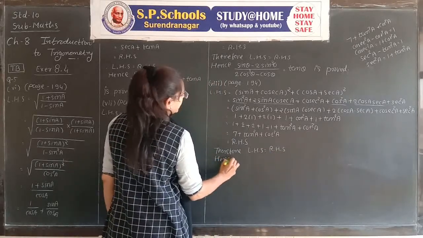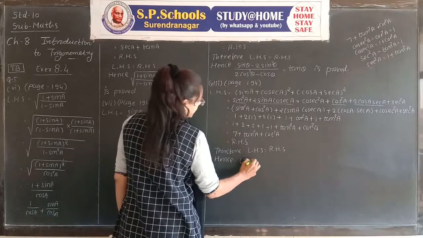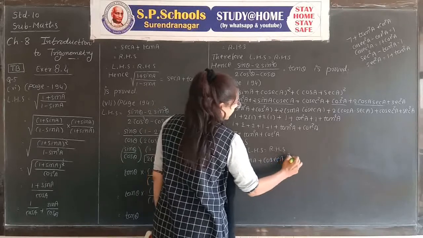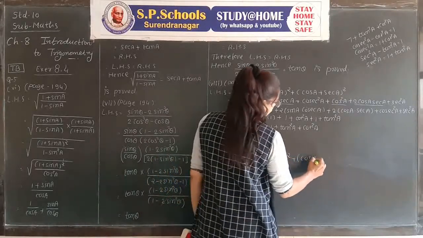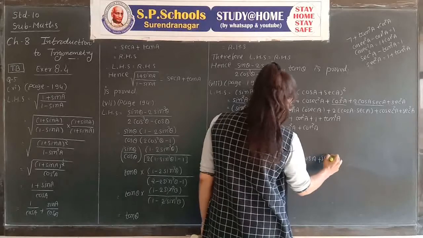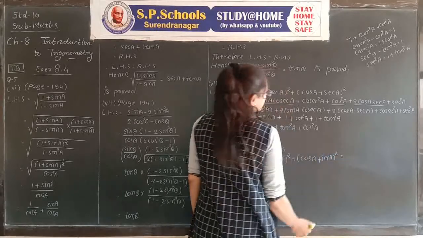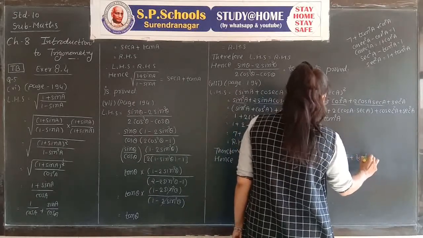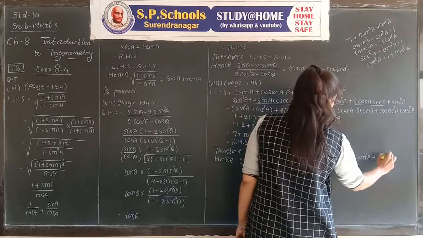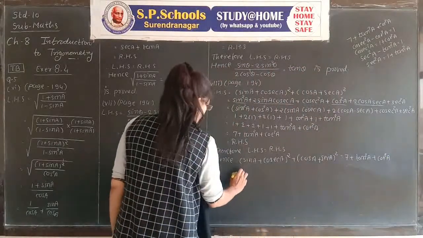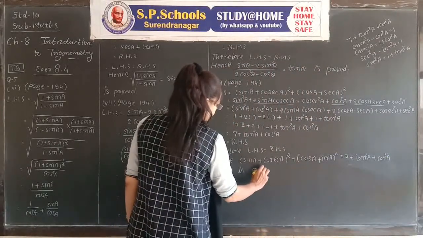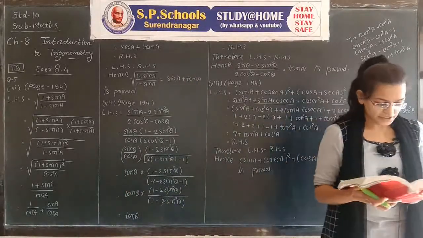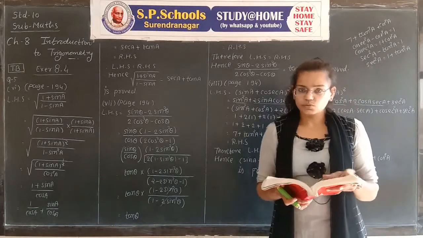Hence, our left hand side, sin A plus cosec A whole square plus cos A plus sec A whole square, is equal to 7 plus tan square A plus cot square A, is proved. Hence, up to the 8th number is completed. Now we discuss the remaining 2, 9 and 10.